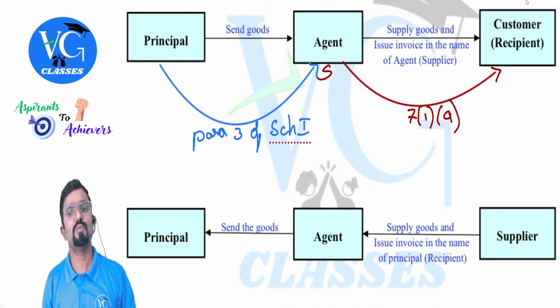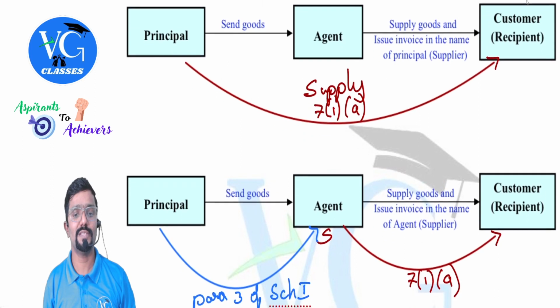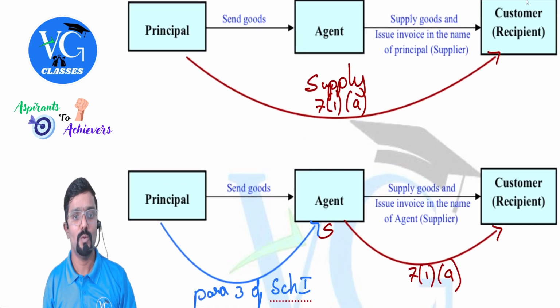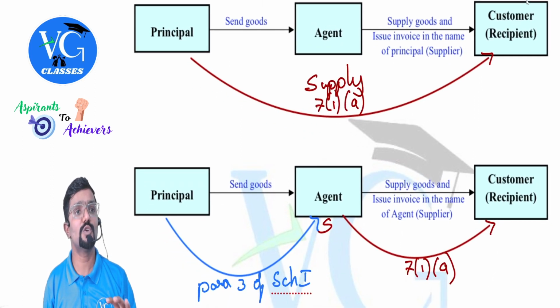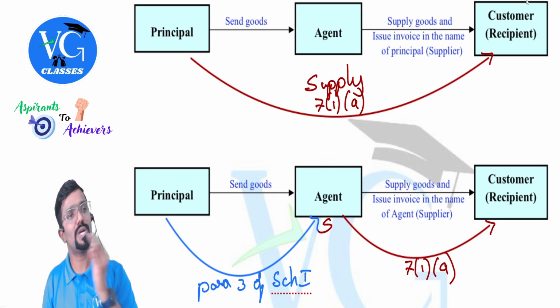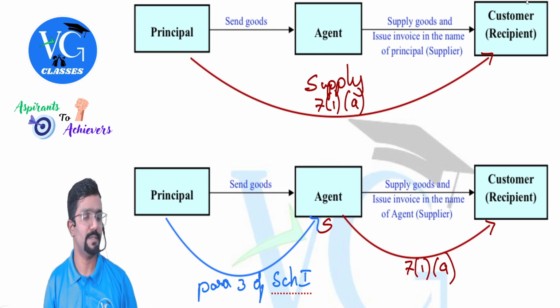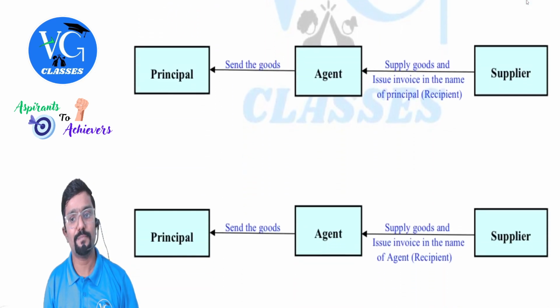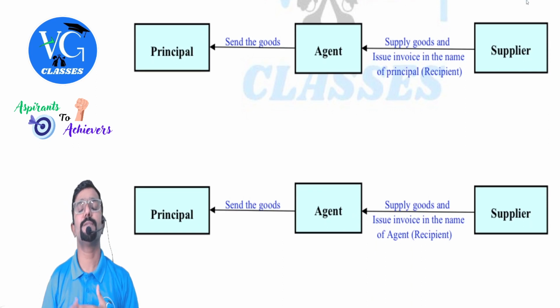Yes. This was about sales. When there is a sale of goods, whose goods? Principal's goods to the customer through whom? Agent. Okay. Next, purchases. Assume the principal is buying the goods through an agent.